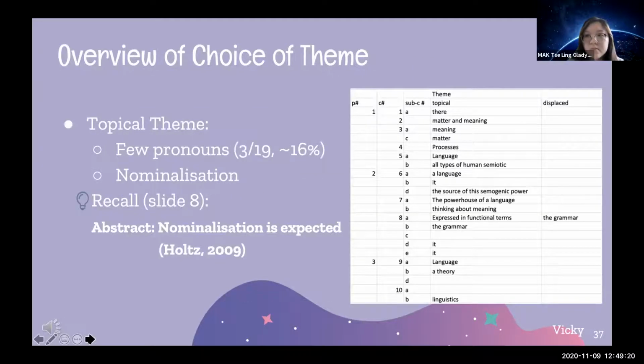Next, in terms of topical theme, we can observe that we've only encountered few pronouns. Out of 19 topical themes, pronouns only account for 3 occurrences, around 16%. Instead of pronouns, the writer tends to use more specialized terminology like semiotic power, human semiotic, or linguistics. This is nominalization, which is a common feature in academic writing. That can also explain why relational processes are quite frequent in this text.